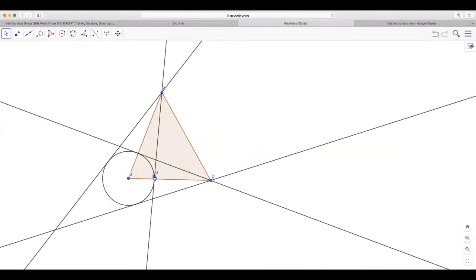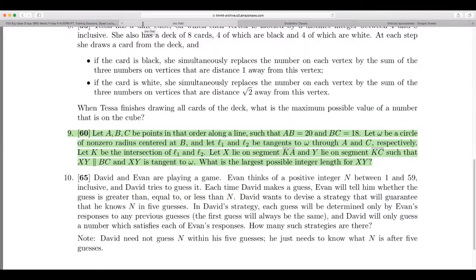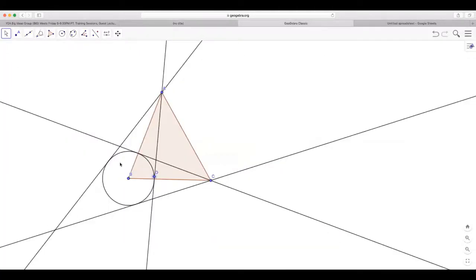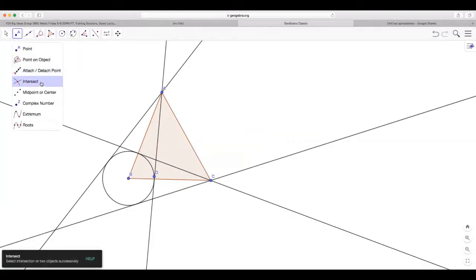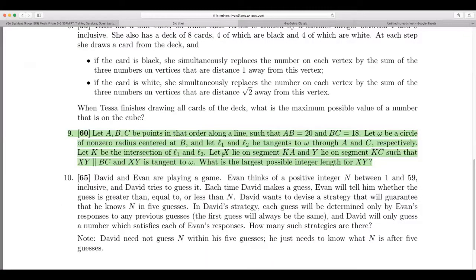Okay. And what else do we want? K is the intersection. We'll just call it, we'll just choose an arbitrary intersection. I'll just go with that one. Don't worry about naming. So now we want X on segment KA and Y on segment KC.